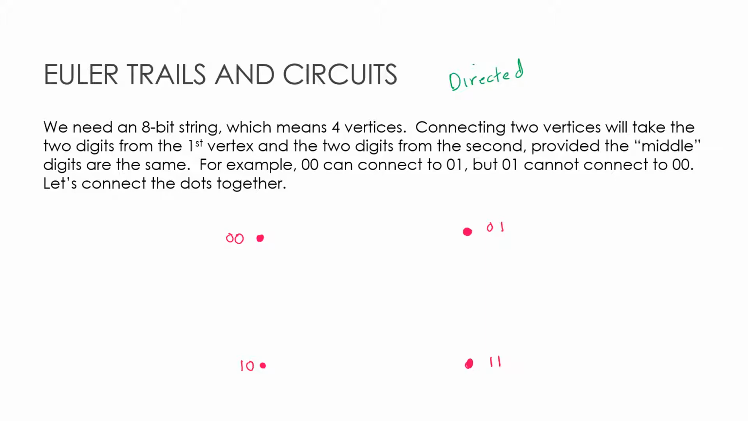In order to connect 2 vertices, I need the middle digit to be the same. So for instance, 0,0 can connect to 0,1 because their middle digit of 0 is the same. So I can connect in this direction. So essentially, in order for 0,0 to be connected to something, it must start with a 0. So the only thing I can connect to is 0,1 and back to itself, because obviously that starts with a 0.